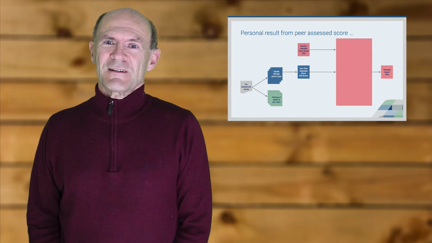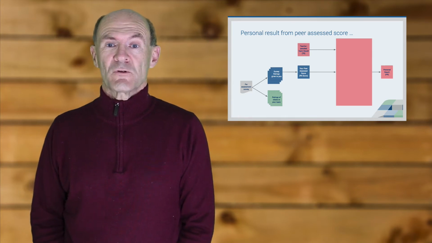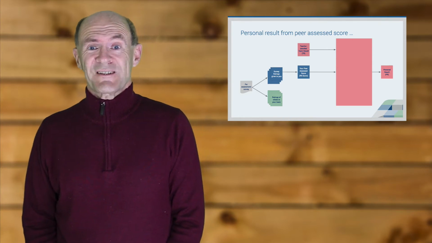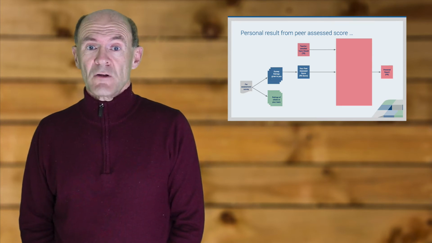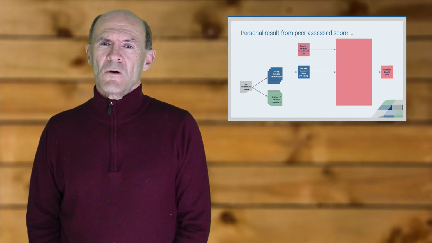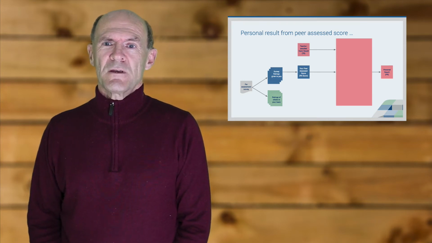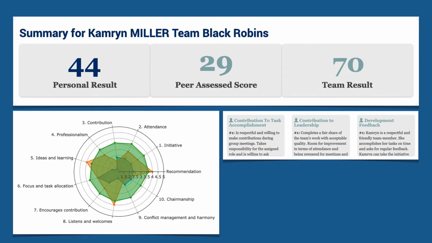A team result is the grade awarded by the teacher to each team's delivered outputs. Those outputs are typically a report, a presentation, a dramatic production, perhaps an engineering prototype. Now, the team result is combined mathematically with the peer-assessed score for each teammate. Each student receives a personal result that is distributed higher or lower than the teacher-awarded team result.